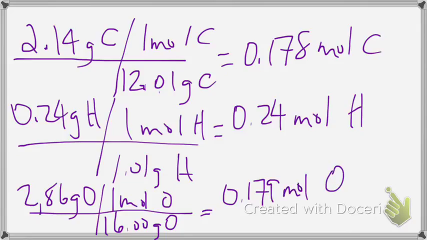We almost have the empirical formula now, because if you notice, 0.178 and 0.179 are about the same. 0.24 is larger, and we need these to be whole numbers. So what you do is you divide all of these by the lowest number, which would be 0.178. If you divide 0.178 by 0.178, you're going to get 1.